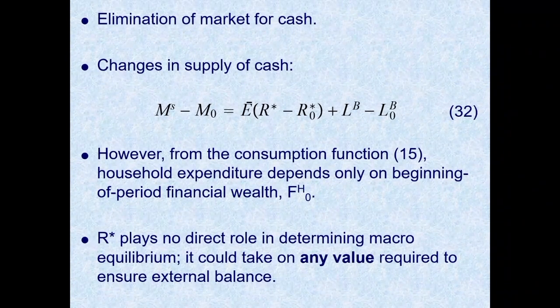And this is a characteristic that you call recursiveness. Essentially, the model is recursive, meaning that you can determine the solution for a few variables independently of the others. Here you're going to see that we can determine the equilibrium loan rate and the equilibrium domestic price independently of what happens to R star. So that makes the model particularly easy to manipulate.